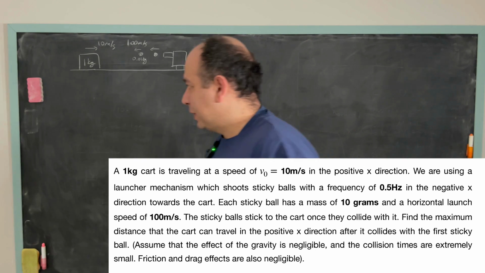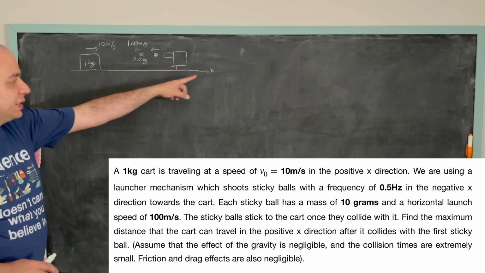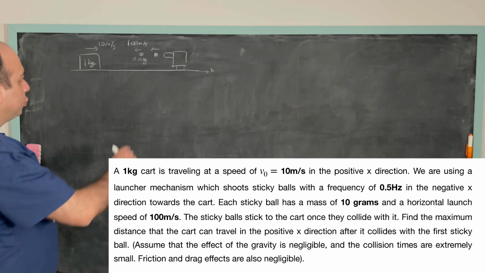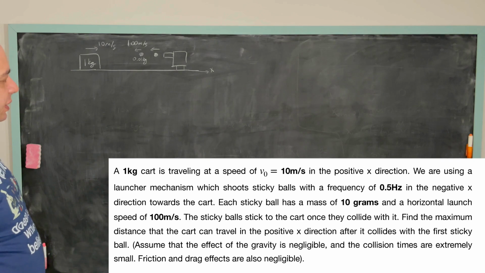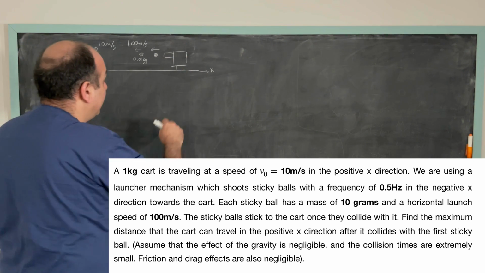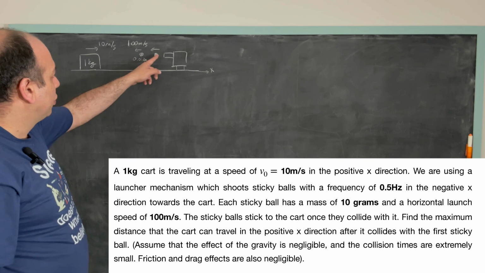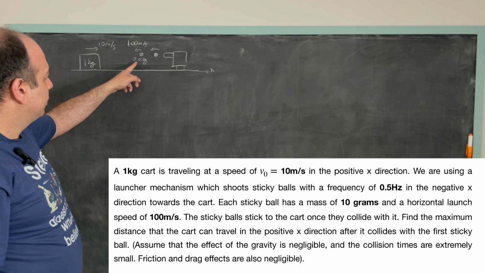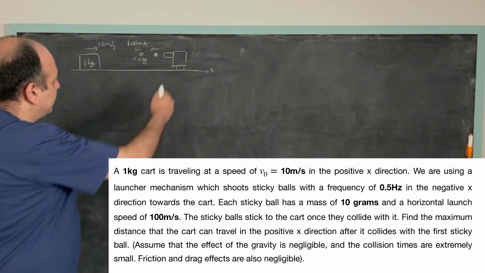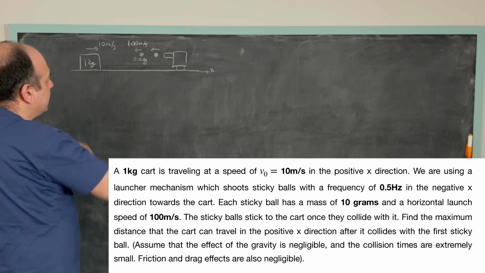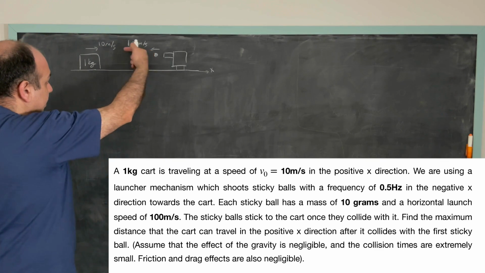In this problem, we have a cart here, which is 1 kilogram moving in the positive x direction. So I choose positive x to the right. It has a speed of 10 meters per second. On the other side, we have a launcher which launches sticky balls, each of which is 0.01 kilogram or 10 grams, okay? And the launch speed here is equal to 100 meters per second. And this is horizontal, right?